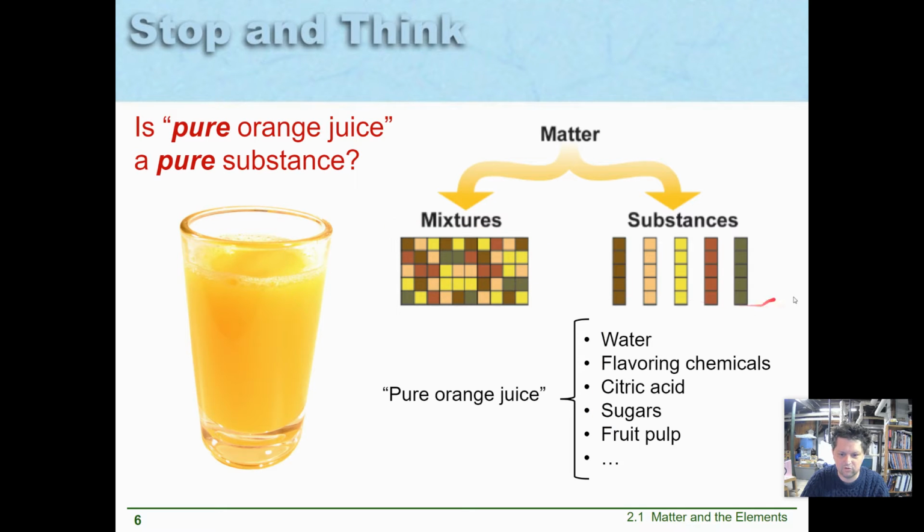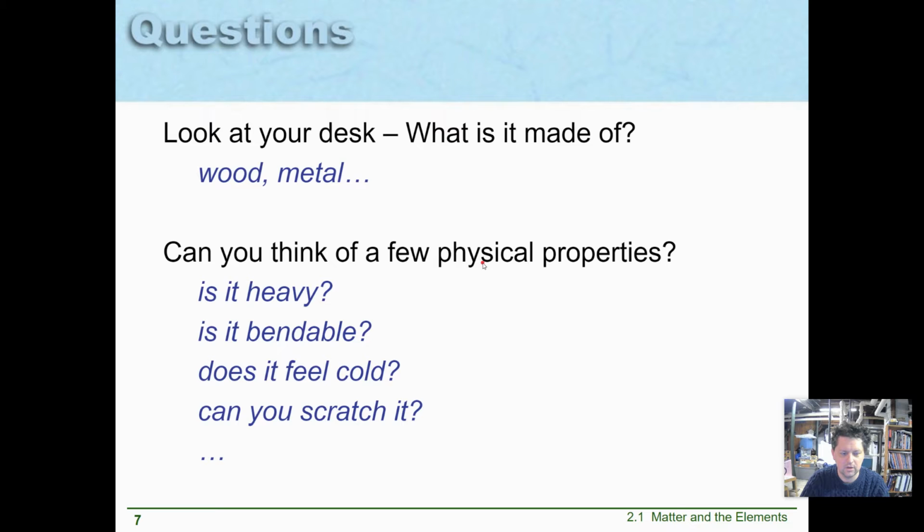But I like this graphic here. I think it puts it well. A substance is the same all the way through. But a mixture is a bunch of different substances mixed together.